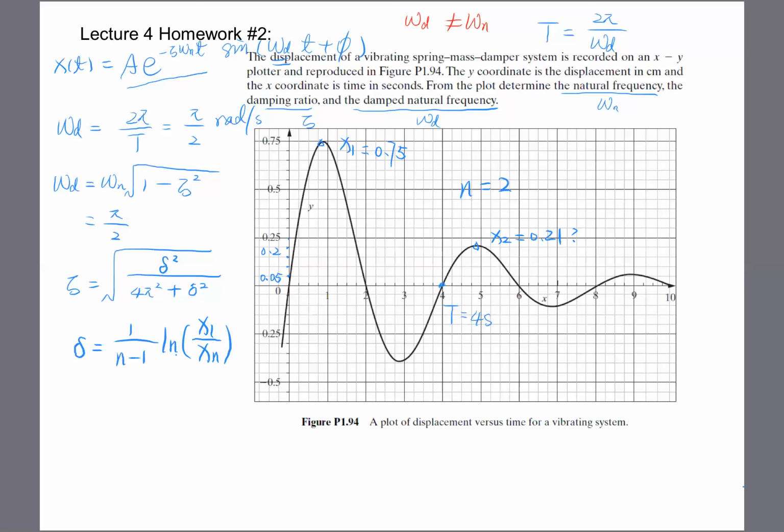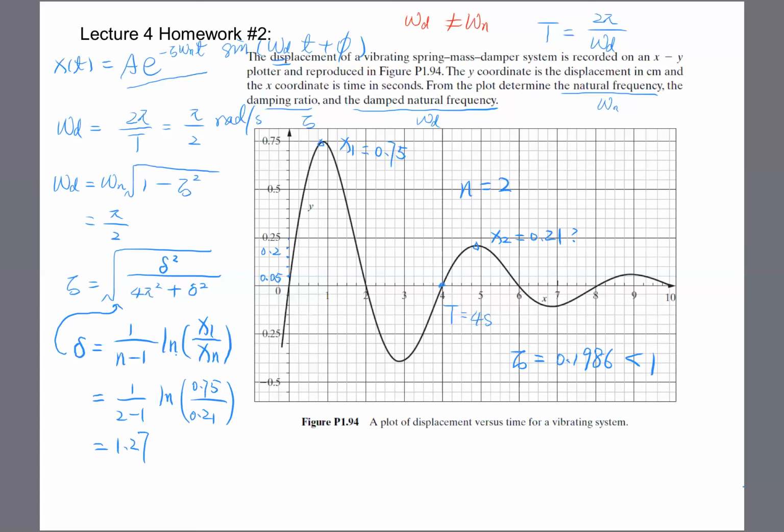Let's plug all these back into the delta function. It's 1 over 2 minus 1 log 0.75 over 0.21. If you calculate, your delta should be 1.27. So we know delta, then we can plug it back into this equation to get our damping ratio. Your damping ratio should be 0.1986, which is between 0 and 1. So your system is underdamped.